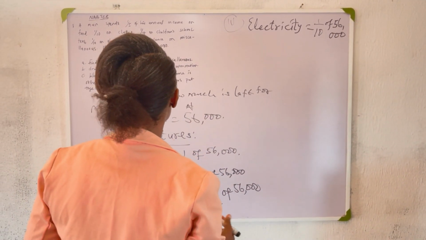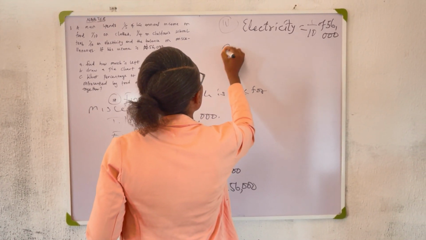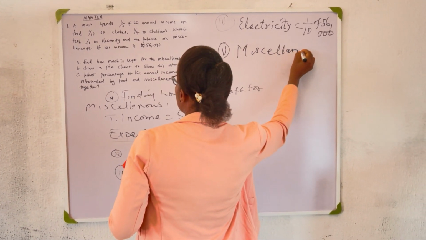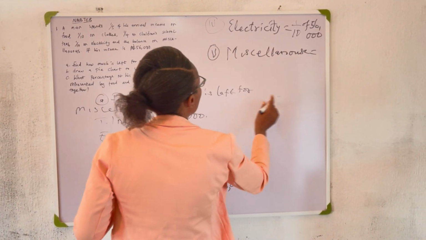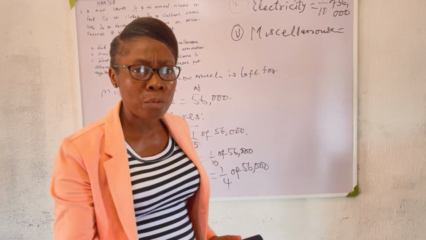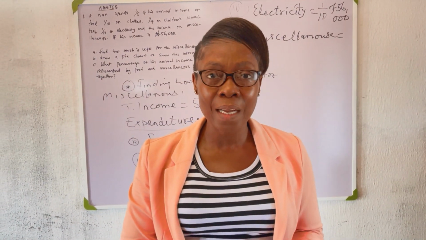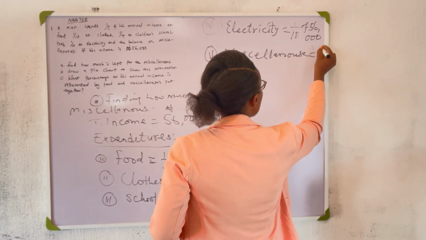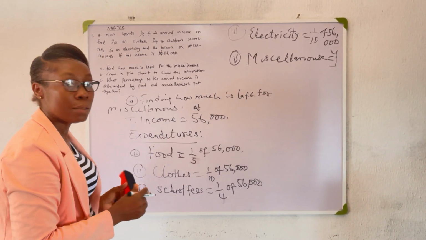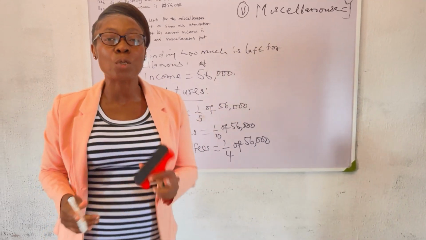Now that takes us to the balance that was spent on miscellaneous. Since we don't know exactly what was spent on miscellaneous, we will call it Y. We are going to use a variable to represent that. So we choose Y. Good. We can decode it. 1/5 of 56,000. I told you it's going to be an interactive class.